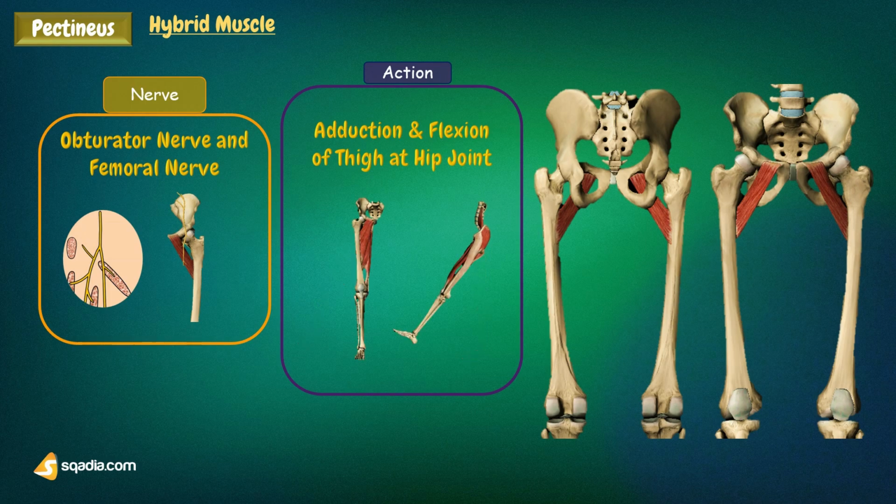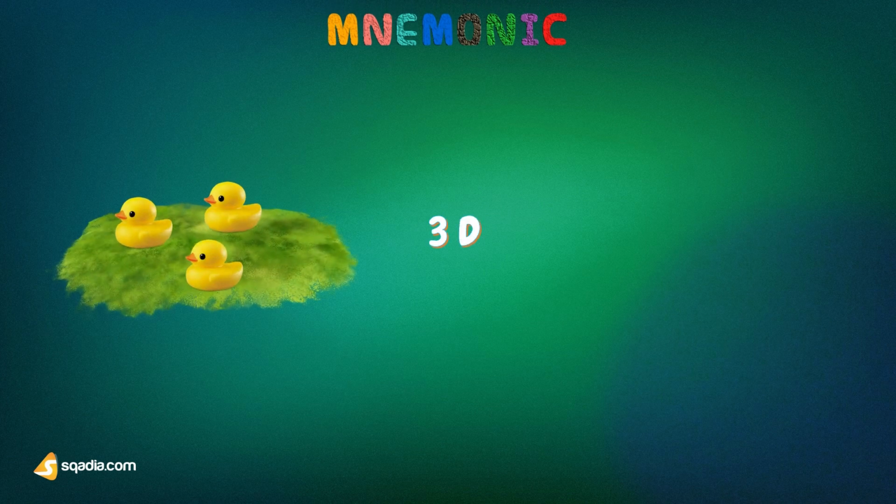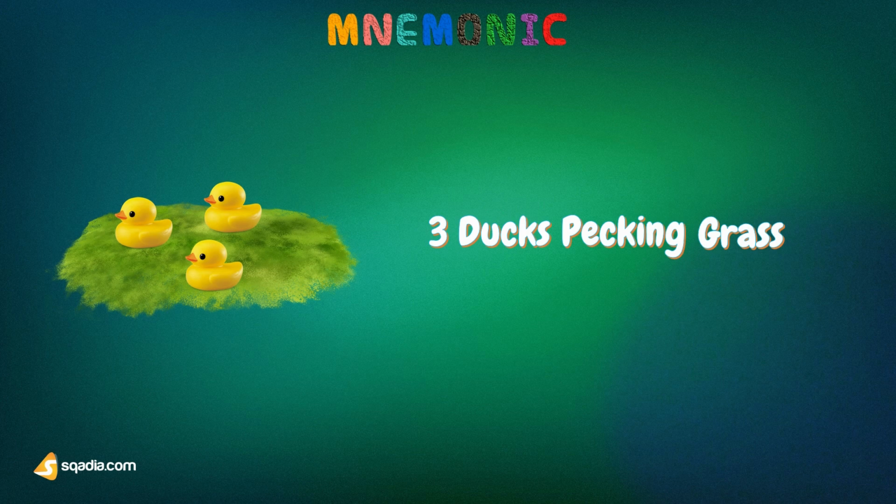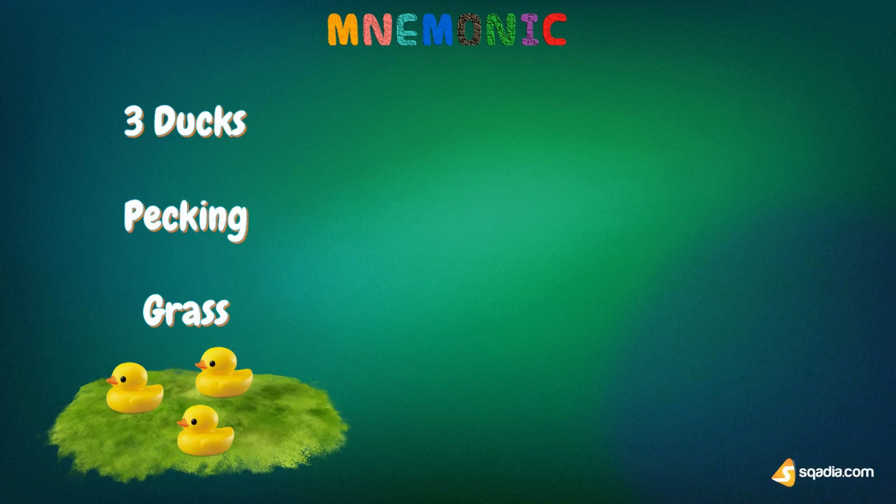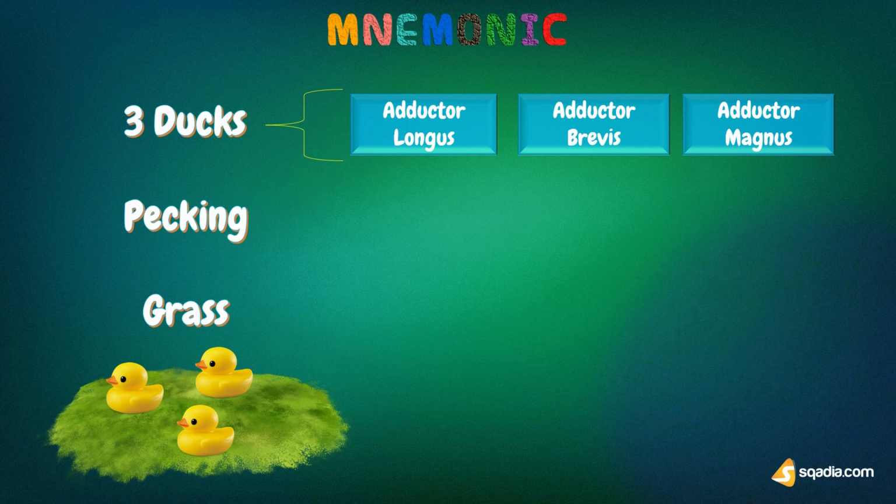You can use a mnemonic to remember the names of these muscles. 3 ducks pecking grass. Try and enunciate the word ducks. The 3 ducks here are for the 3 adductor muscles: adductor longus, adductor brevis, and adductor magnus. The word pecking is for the muscle pectineus. As for the word grass, it denotes the gracilis muscle.